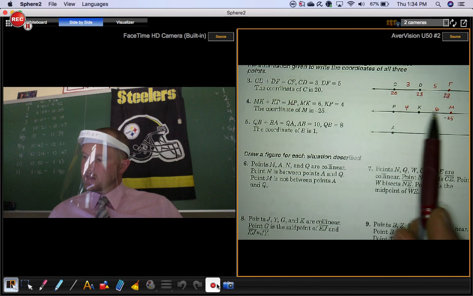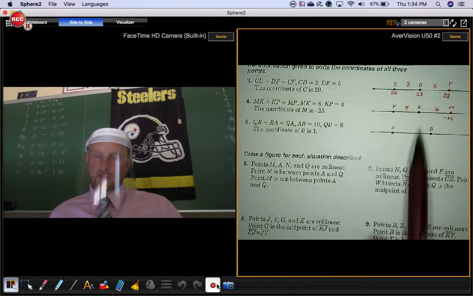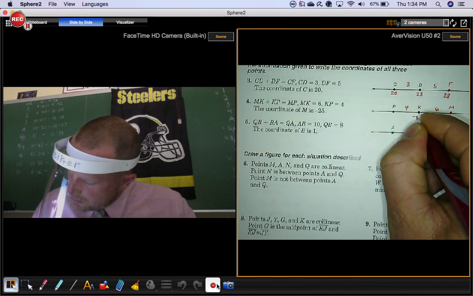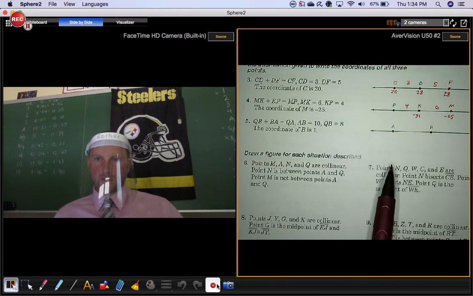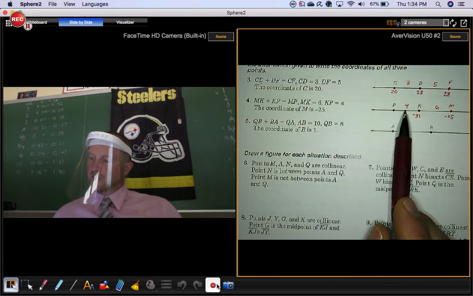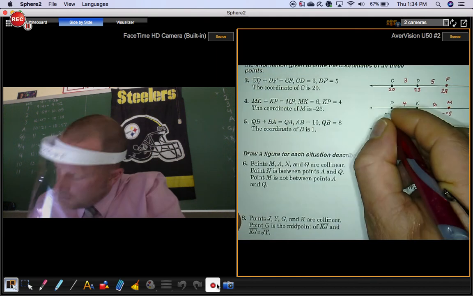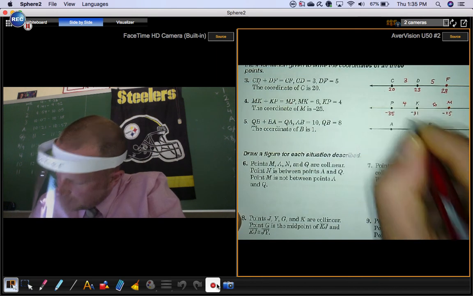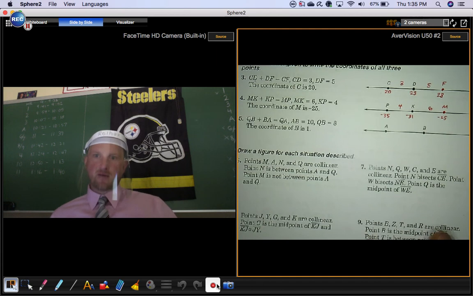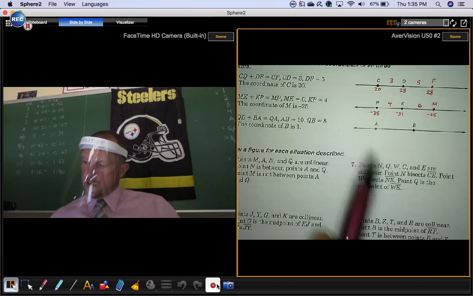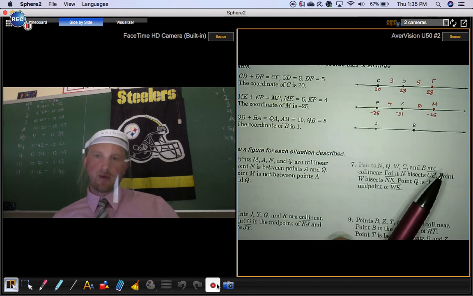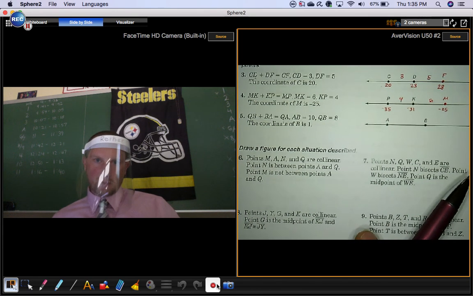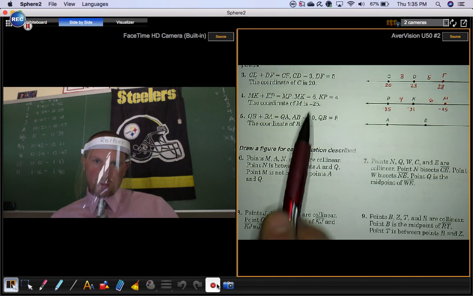Point K is 6 units to the left of that. So that would be at negative 31. And then point P is 4 units to the left of that. So that would live at negative 35. I know that's a trickier one because it's got negatives and we're kind of working back to the left there. But you just kind of go with what they give you and fill in the stuff that they're asking for.